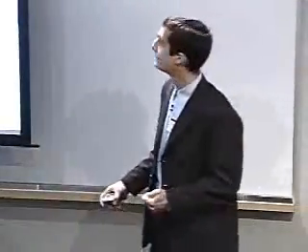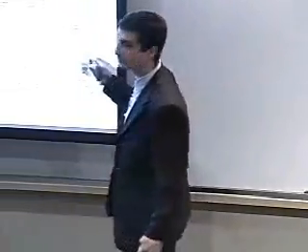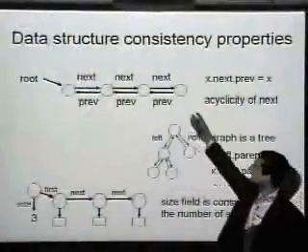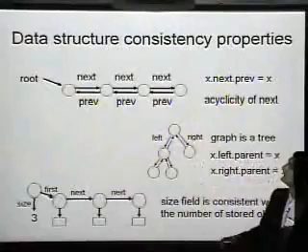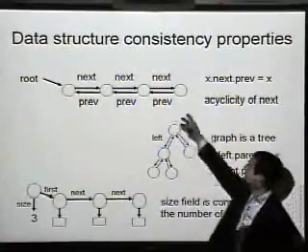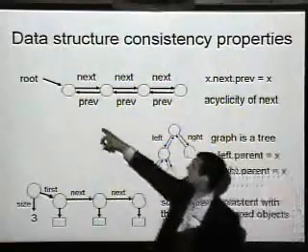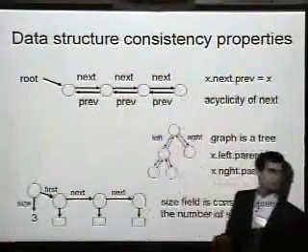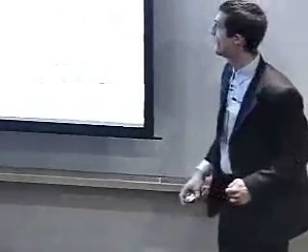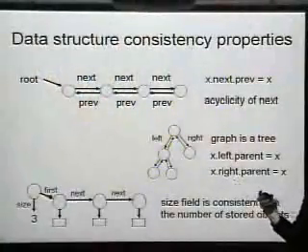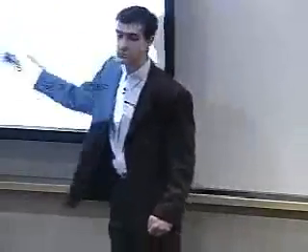Here I present a few examples of consistency properties of data structures. You can think of a linked list. If it's a doubly linked list, then one consistency property is that the prev field is the inverse of the next field. Or, if you follow the next field, you don't get to a cycle, so the next field is acyclic. Or if you have another data structure that has two pointer fields, left and right, then you may want to ensure that it actually forms a tree.